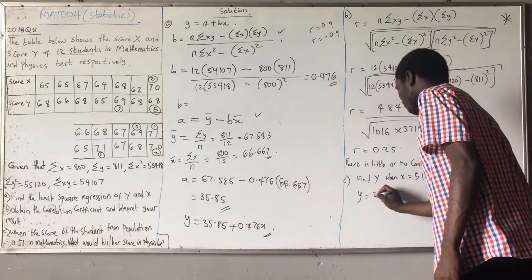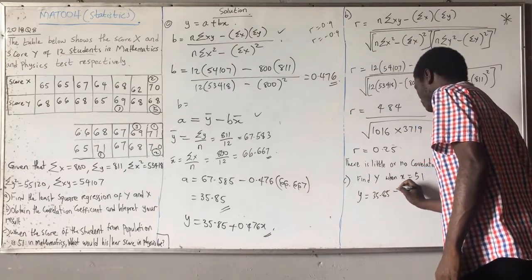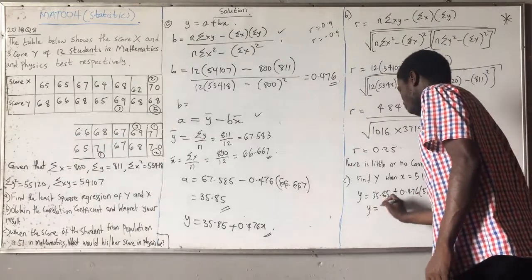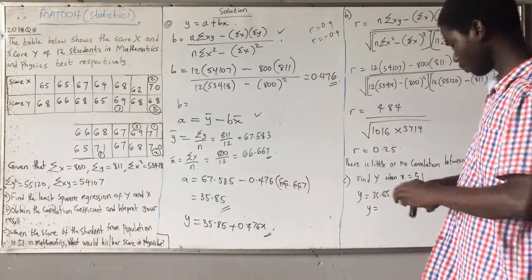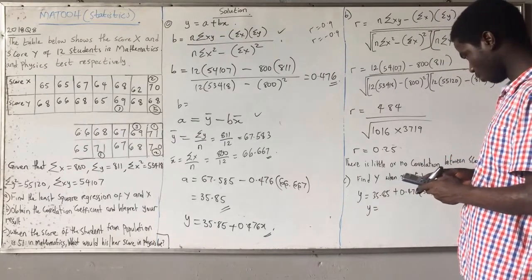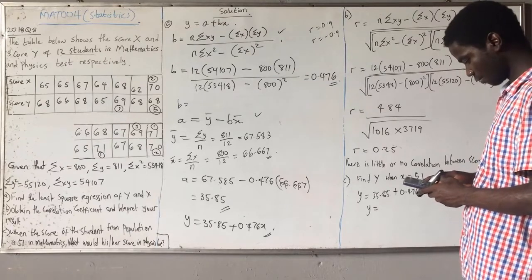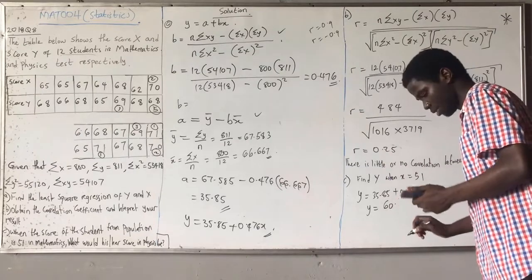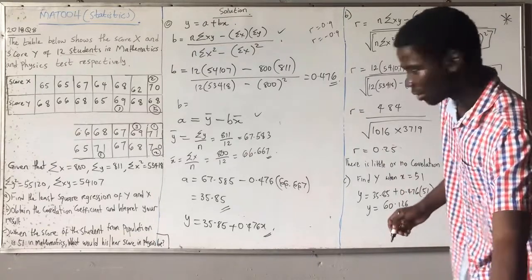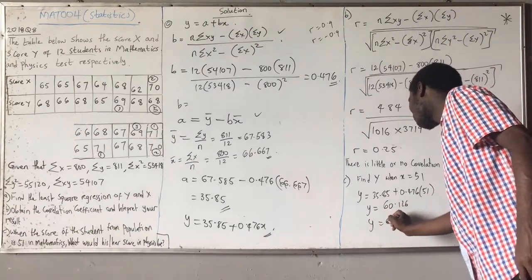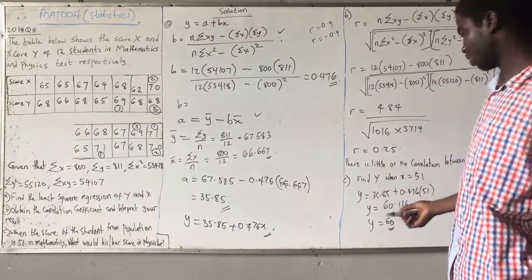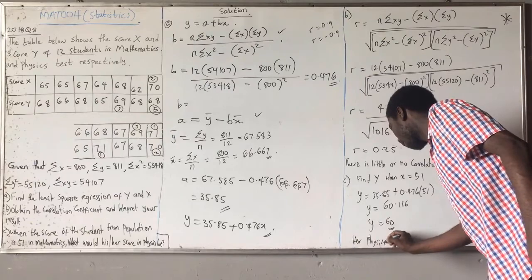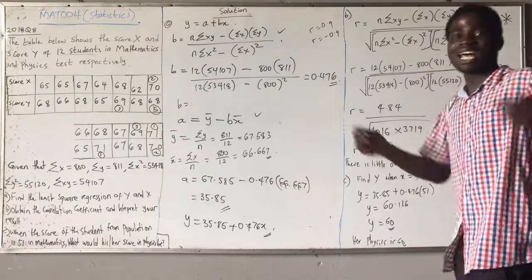Y will be equal to 35.85 plus 0.476 multiplied by 51. So Y will be equal to 35.85 plus 0.476 times 51. The answer will be equal to 60.126. But that is approximately 60. So Y is 60. So our physics score is 60. And that's all.